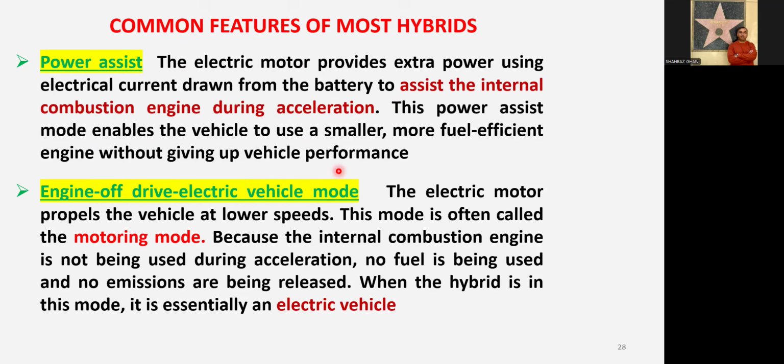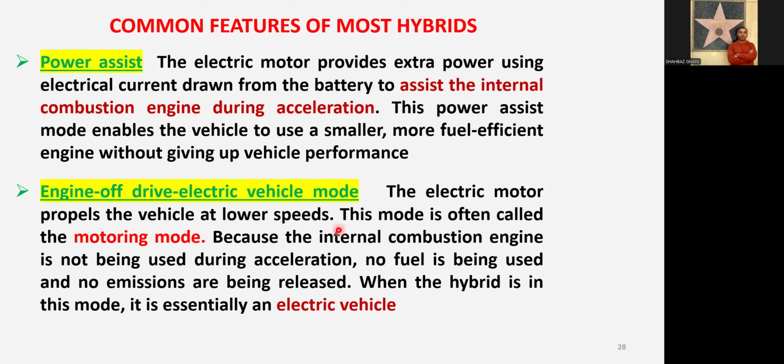The fourth one, the last one, engine off, drive electric vehicle mode. The electric motor propels the vehicle at low speed. This mode is often called motoring mode. The electric motor propels the vehicle at low speed.